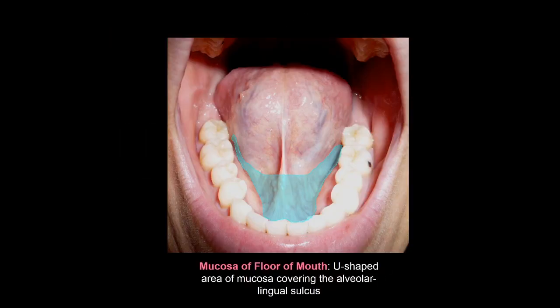Another component of the oral cavity is the mucosa of the floor of mouth, here highlighted in blue. This mucosa extends from the anterior tonsillar pillar on one side, extending across midline to the contralateral anterior pillar. So again, this mucosa covers the lingual alveolar sulcus.